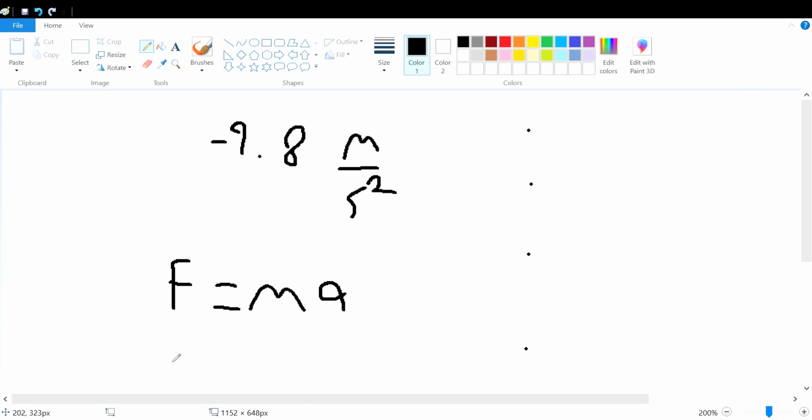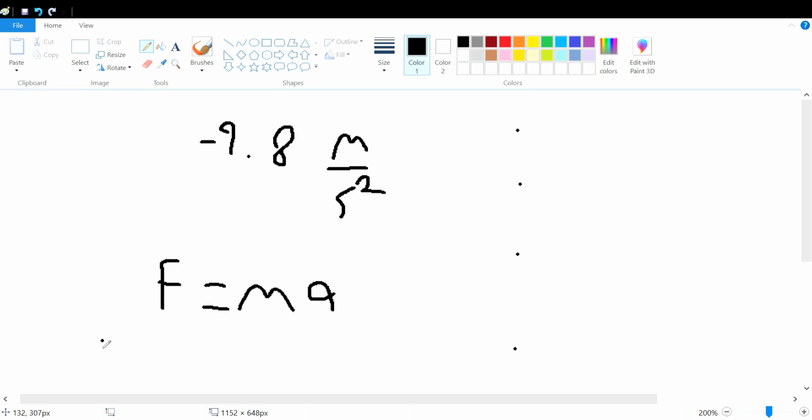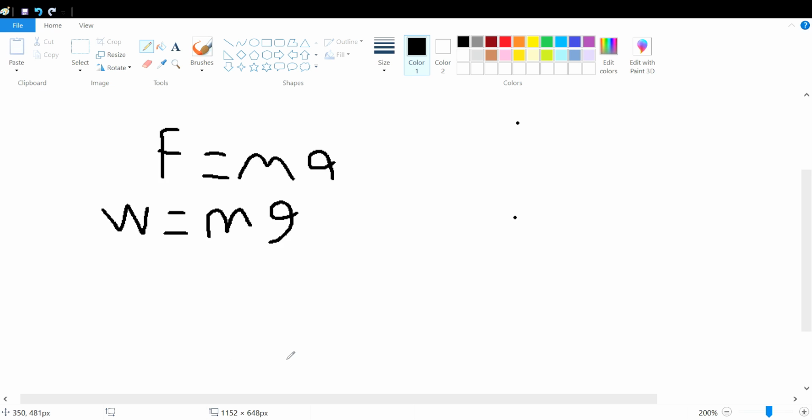Force under gravity is called weight. So Newton's second law, when it comes to weight, would look like weight equals mass times gravity's constant. And force and weight are expressed internationally in the unit of newtons, although in American and United Kingdom standards, weight is expressed in pounds instead.